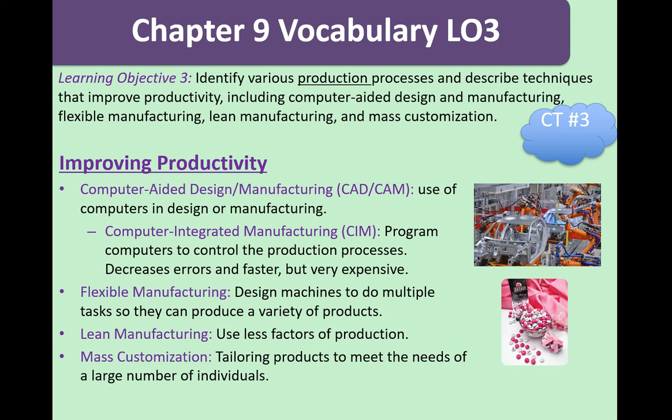Mass customization is where you're tailoring products to meet the needs of a large number of individuals. For example, with M&Ms, you can order M&Ms that have your name or some type of custom phrase on it. That's mass customization because they create a bunch of M&Ms, but they can also customize them to the unique needs of each customer.